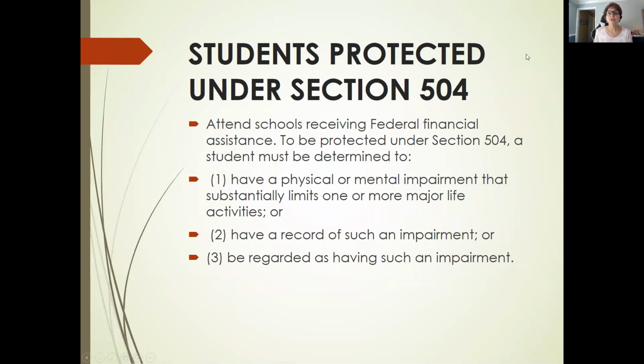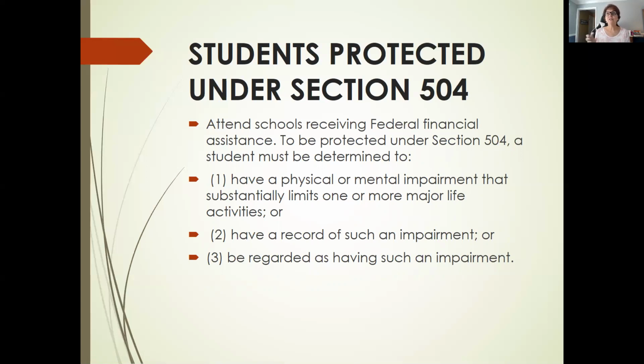Okay, so students protected under Section 504. They attend schools receiving federal financial assistance. This is kind of a review. They have a physical or mental impairment. Now, dyslexia, all the specific learning disabilities in the DSM-5 are classified as mental impairments. And when we say mental impairment, we're not talking about an emotional impairment here. We're talking about that it has to deal with the way that the brain works.